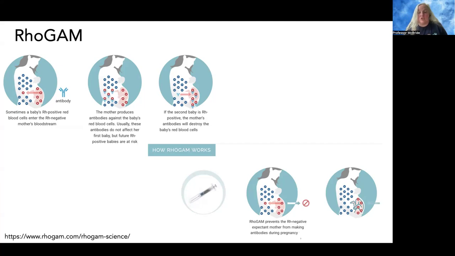It might need an exchange transfusion for babies in utero. The anemia can be very severe, and then also significant jaundice because as those red blood cells break down, they're releasing bilirubin.